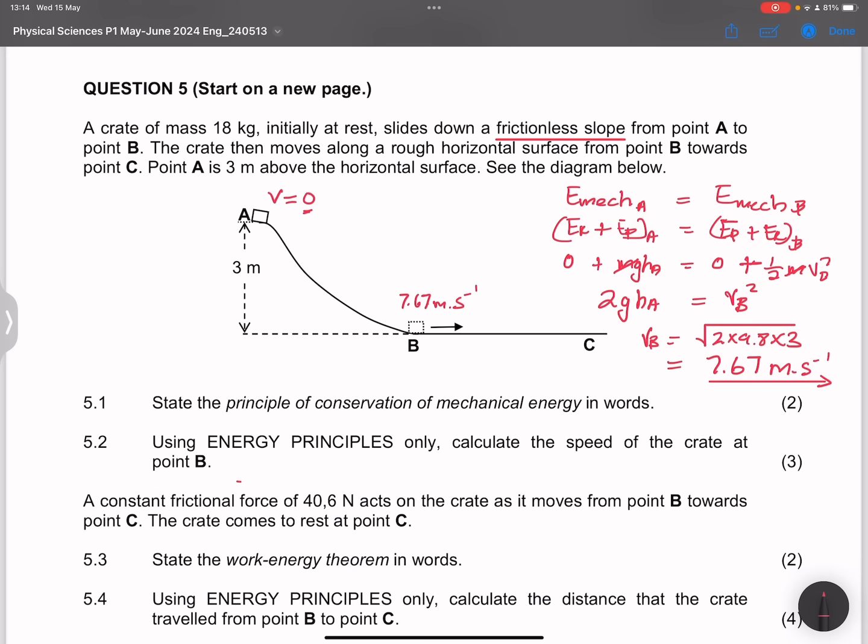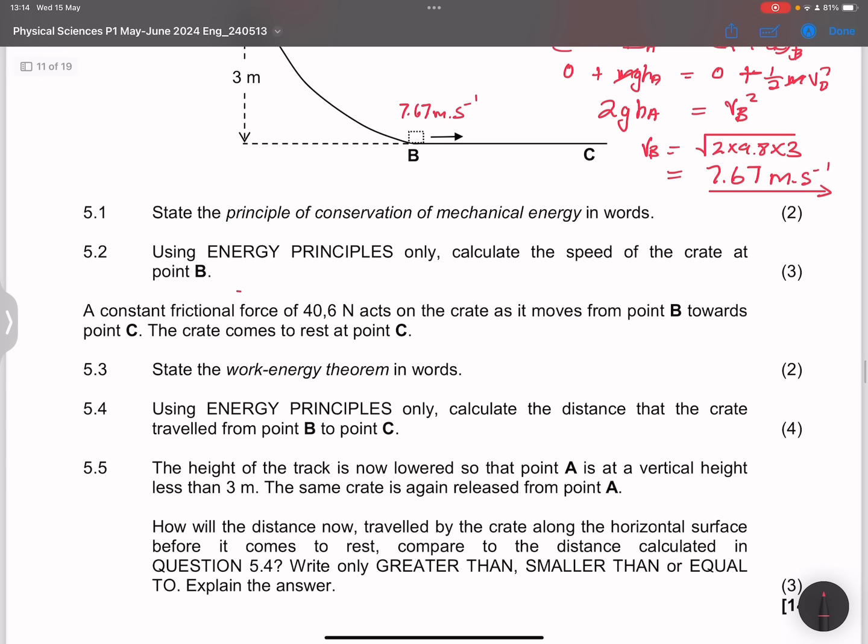Right, now they say to us on the next one, a constant frictional force of 40.6 newtons acts on the crate as it moves from B towards C. The crate comes to rest at point C. So we know the velocity at C would be equal to 0, right? Now they say state the work energy theorem in words. Now remember, we say that the net work done on an object is equal to the change in kinetic energy, right? So they say using energy principles only, calculate the distance that the crate travels from point B to C.